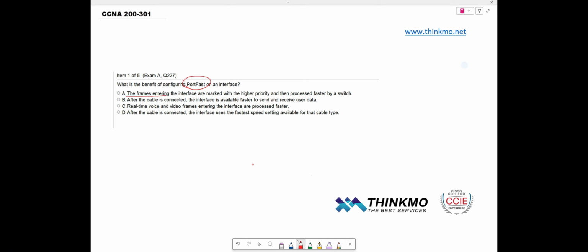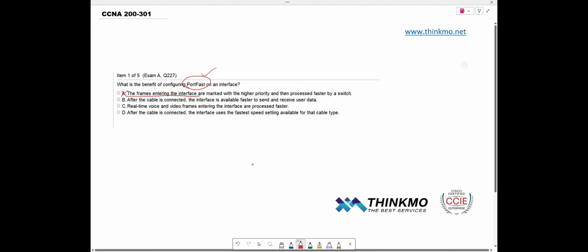Now, looking at option A, it says that frames entering this interface will be marked with a very high priority, but that's impossible, right? There just isn't such a function enabling process doesn't mark it with high priority. So this option is incorrect.